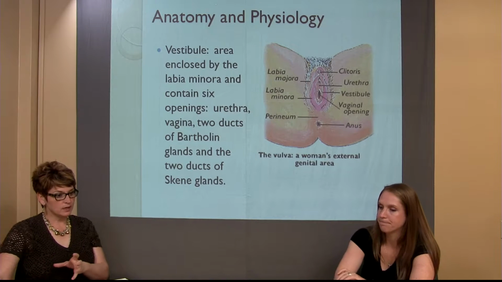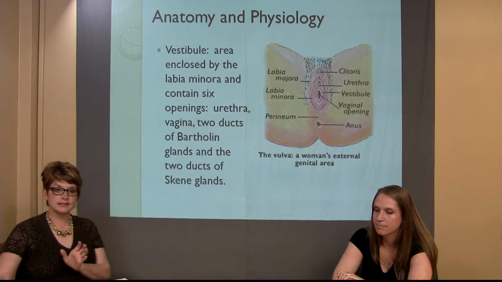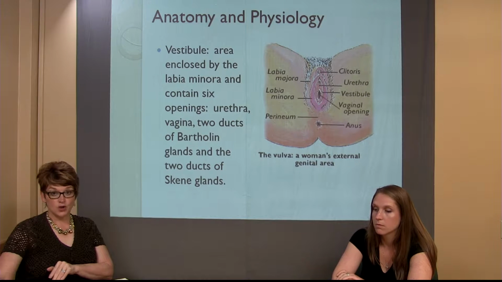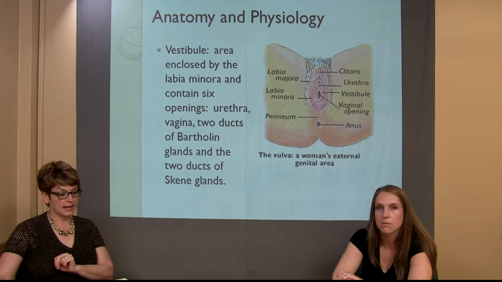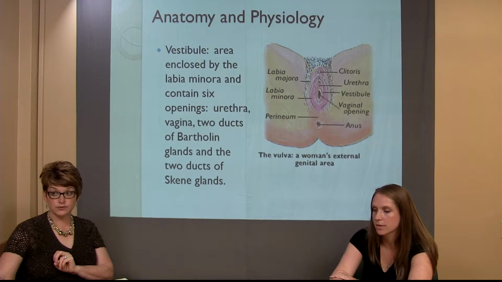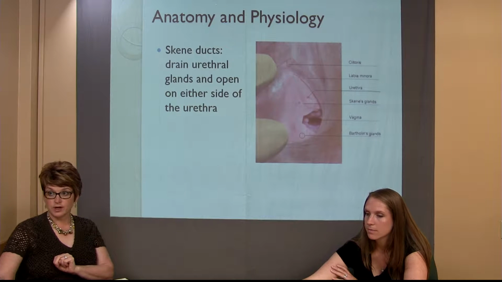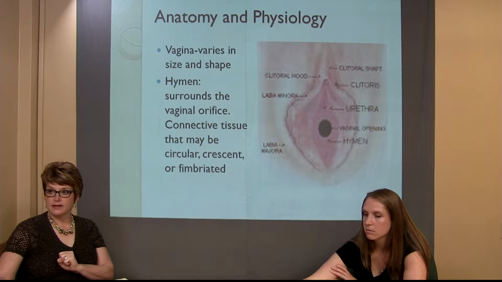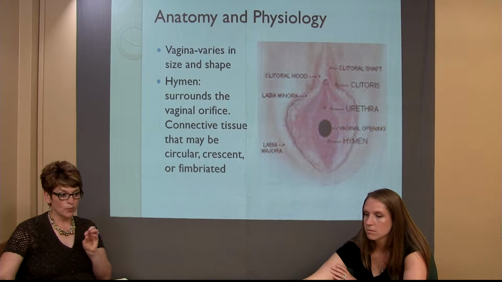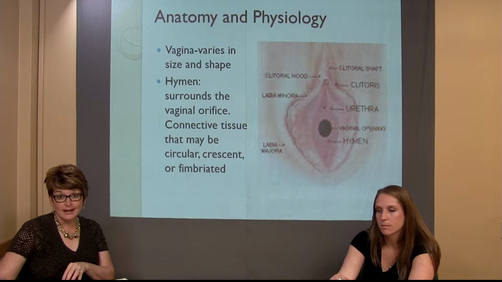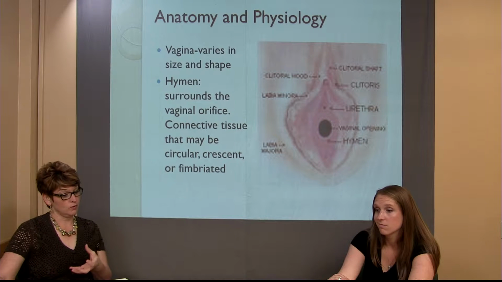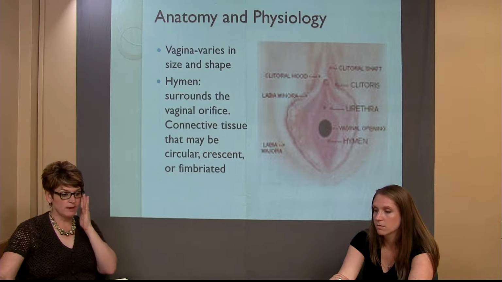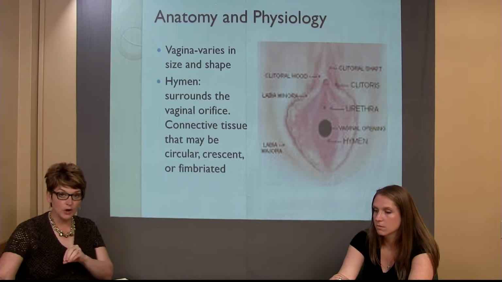The vestibule, that area close by the labia minora, basically has 6 openings that you'll want to think about. The urethra, the vagina, the Bartholin glands, 2 ducts of the Bartholin glands, and the Skene glands, 2 ducts for those. So there are those Skene ducts. They drain the urethral glands. And then here is the vaginal opening. We call this a dark gaping hole. That's sort of what it is. The hymen surrounds that vaginal orifice. It's a connective tissue that may be circular, crescent-shaped, or fimbriated.